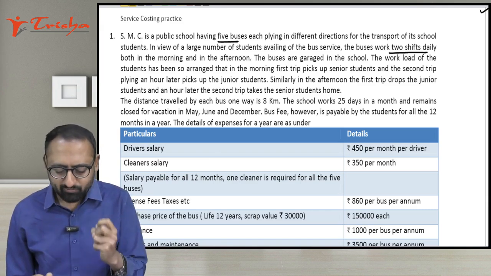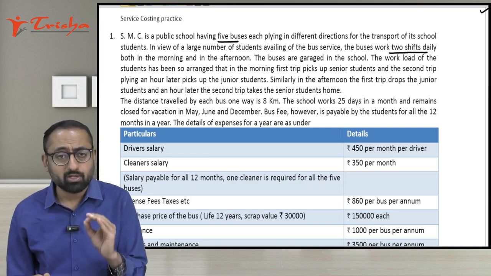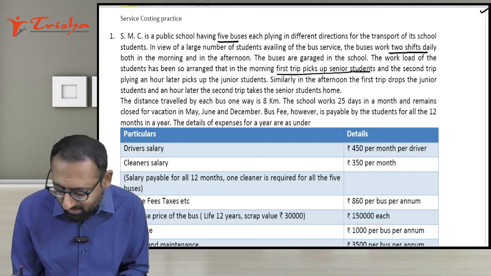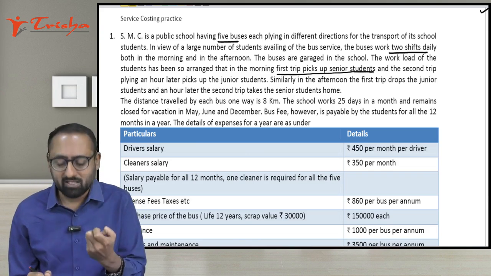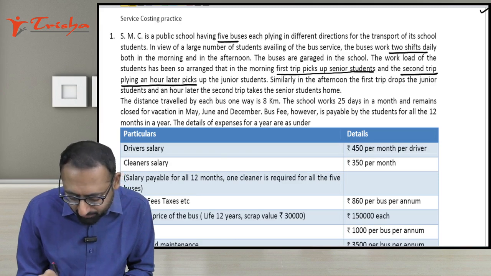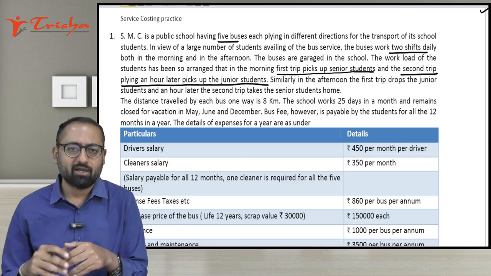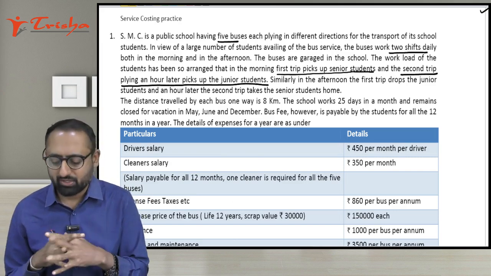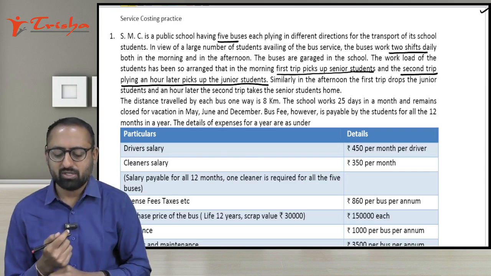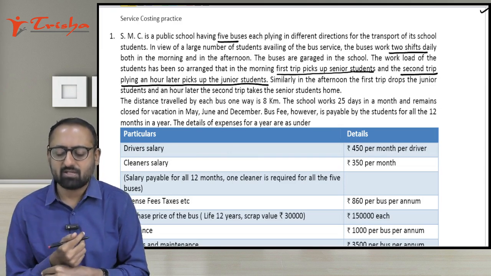The workload of the students has been so arranged that, now read it carefully, the first trip picks up the senior students, and the second trip, plying an hour later, picks up the junior students. So the first trip will take the senior students, then 1 hour later they will pick up the junior students. Similarly, in the afternoon, the first trip will drop the junior students, and then an hour later, the second trip takes the senior students home.